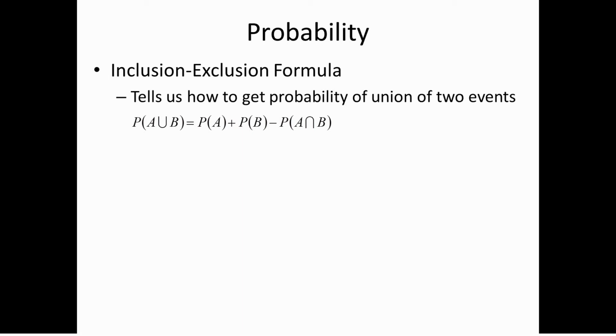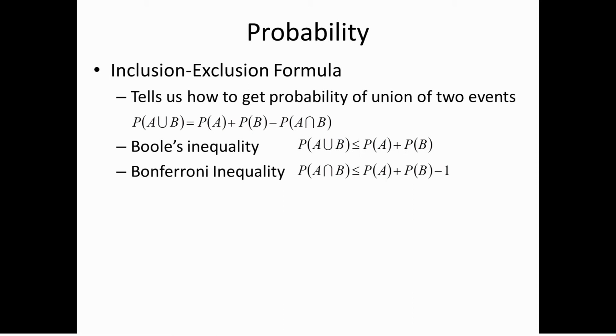And this is a formula that you can actually prove now. You can also prove two other nice formulas. One is called Boole's inequality. This directly follows from the inclusion-exclusion formula. It gives us an inequality based on the probability of the union of two sets. And there's a corresponding inequality for the intersection of the two sets called Bonferroni's inequality. And you can prove this also. Both of these follow directly from the inclusion-exclusion formula.